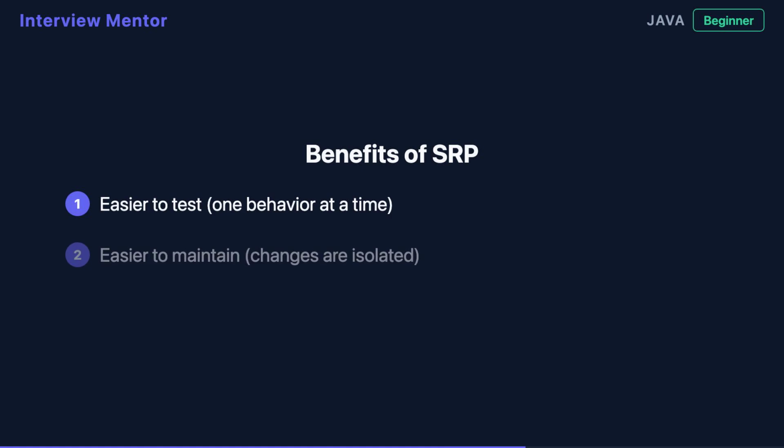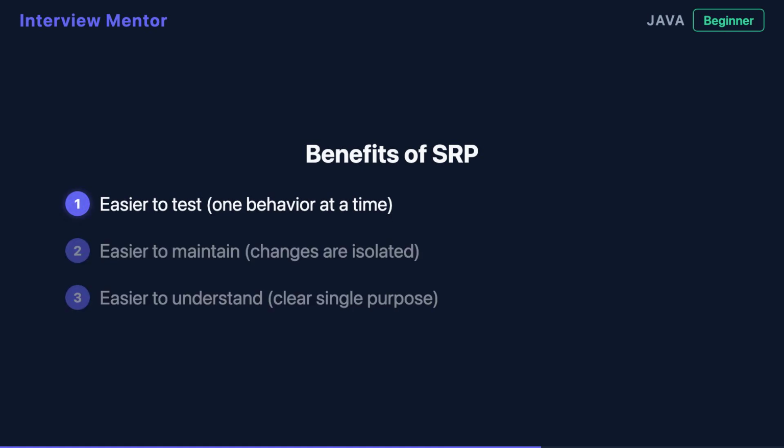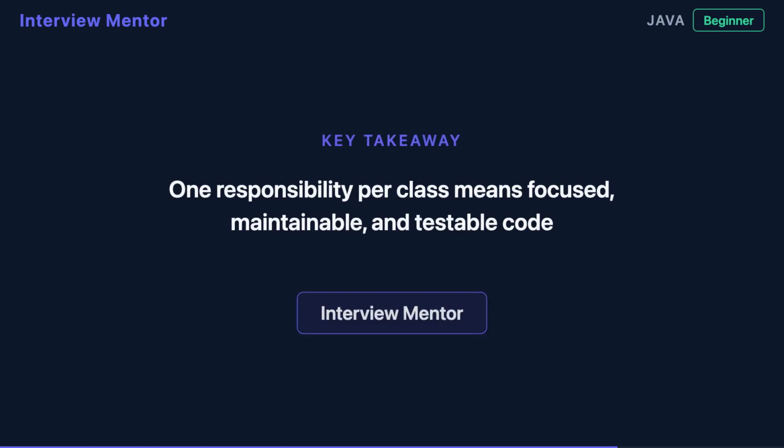The benefits are clear. Focused classes are easier to test because you're testing one behavior at a time. They're easier to maintain because changes are isolated. And they're easier to understand because each class has a clear, single purpose. Remember, one responsibility per class means focused, maintainable, and testable code. Practice identifying the single purpose of every class you write, and your code will thank you.